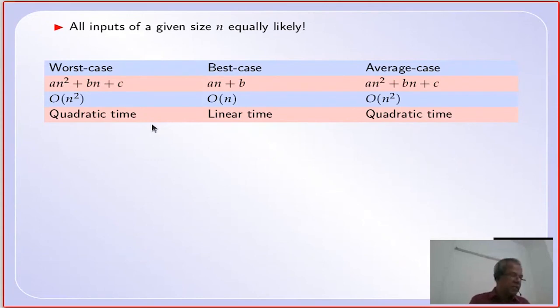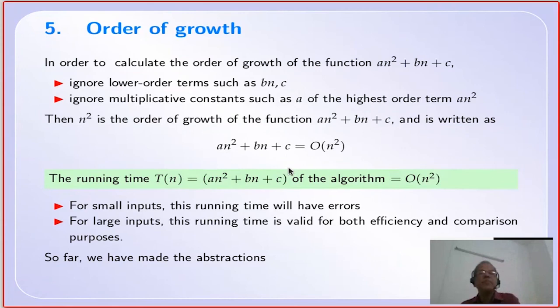So that's the analysis of insertion sort. Worst case, a n squared plus b n plus c. The asymptotic running time is big O of n squared. It is quadratic. Best case, a n plus b, big O of n, it is linear. Average case, we did not do, homework, is also big O of n squared.